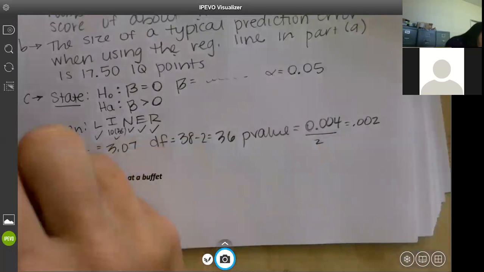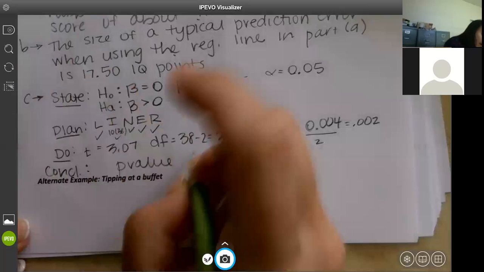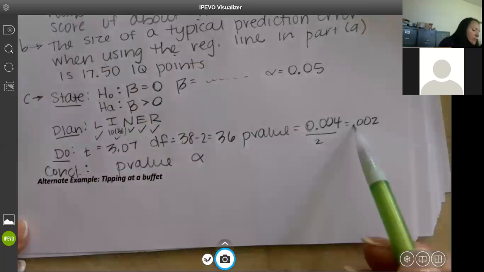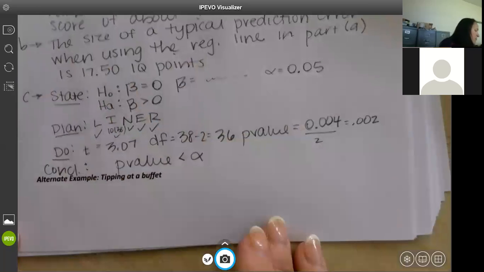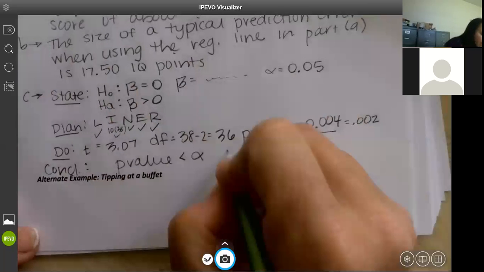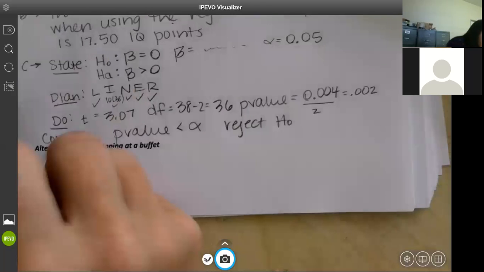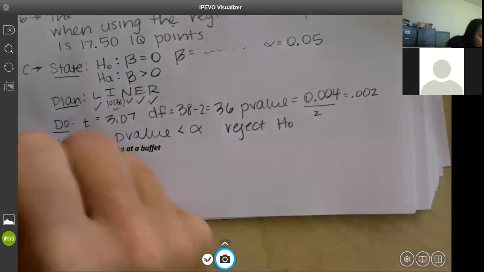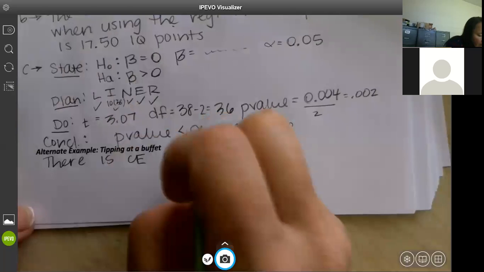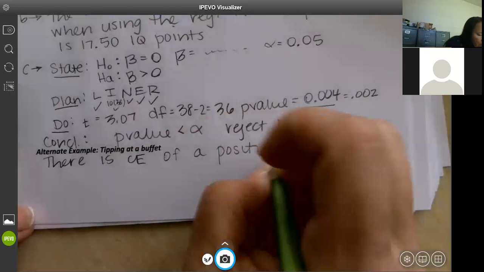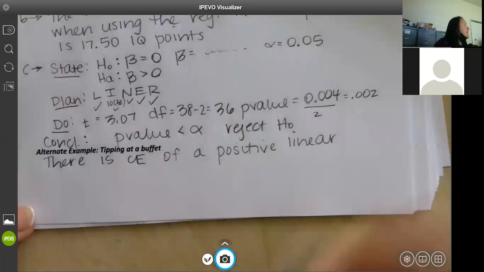And then conclude. The way we conclude is your p-value versus your alpha. Our p-value is 0.002, which is less than 0.05. So we reject H sub O. And then I am going to write the full statement. There is convincing evidence of a positive. Where did that come from? That was the alternative hypothesis. Remember, everything's based off that.